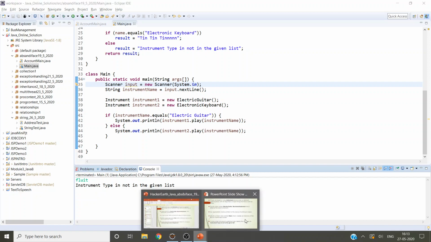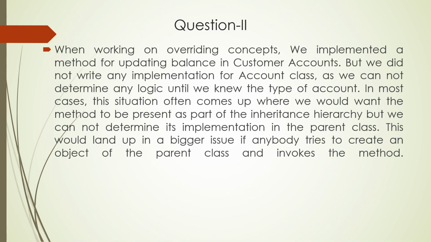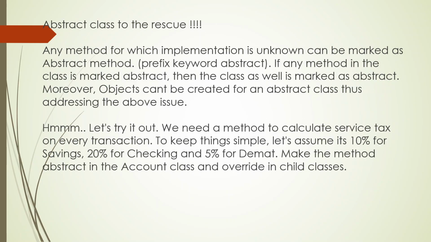Let me explain the second question. When working on the overriding concept, we implemented a method for updating balance in the customer accounts. But we did not write any implementation for the Account class as we cannot determine any logic until we know the type of an account. In most cases, the situation comes up where we want the method to be present as a part of the inheritance hierarchy, but we cannot determine its implementation in the parent class. This would land us in a bigger issue if anybody tries to create an object of the parent class and invokes the method. Consider abstract class to the rescue.